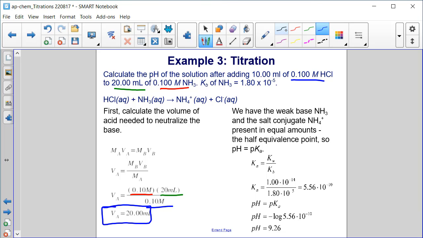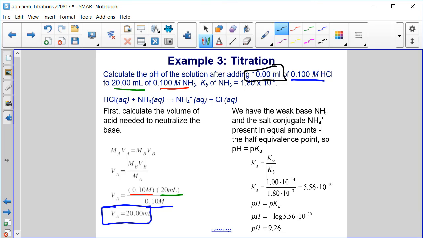In the problem, we're asked about the pH after adding 10 milliliters, which means that we're below the equivalence point, and in fact, we're at that special point, the half equivalence point. So we have the weak base, NH3, and the conjugate salt, NH4 plus, present in equal amounts. That's a special point in the titration known as the half equivalence point, where the pH is equal to the pKa.